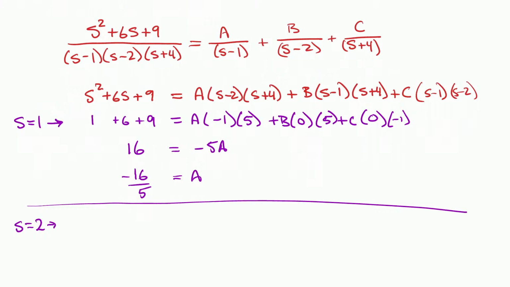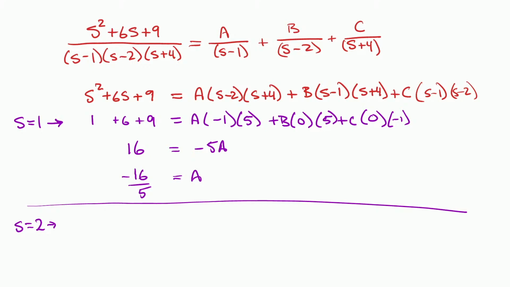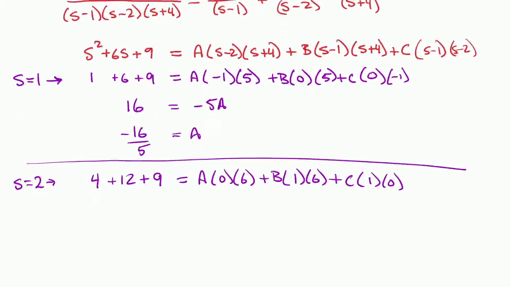Okay, anyway, when s equals 2, I'm plugging s equals 2 into that red equation, the monster equation up there. So then when s equals 2, I get 4 plus 12 plus 9 on the left, a times 0 times 6 plus b times 1 times 6 plus c times 1 times 0. I think I did that right. So I'm plugging s equals 2 into all of these factors. And let's see what happens when I add all this stuff up.